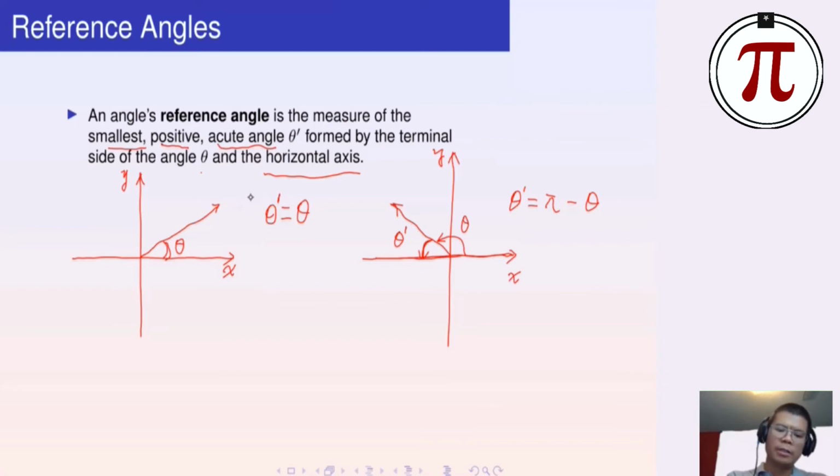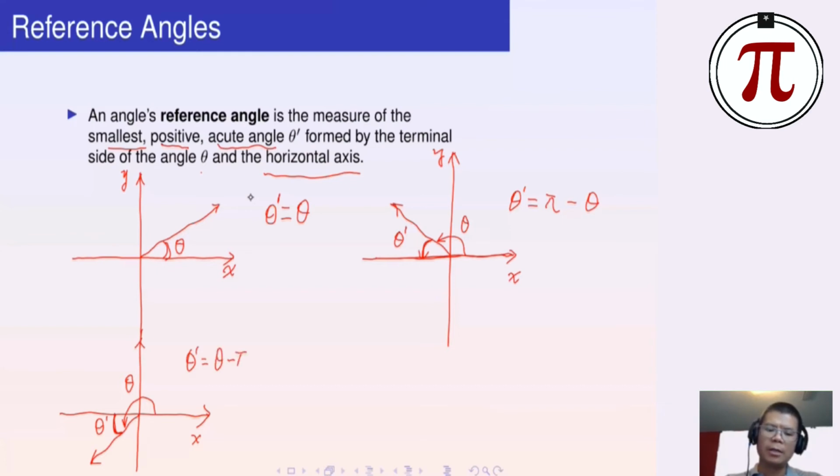And similarly, if it is somewhere in the third quadrant, now this is theta, then theta prime is going to be this. In this case, actually, we subtract pi from theta. So theta prime is theta minus pi.